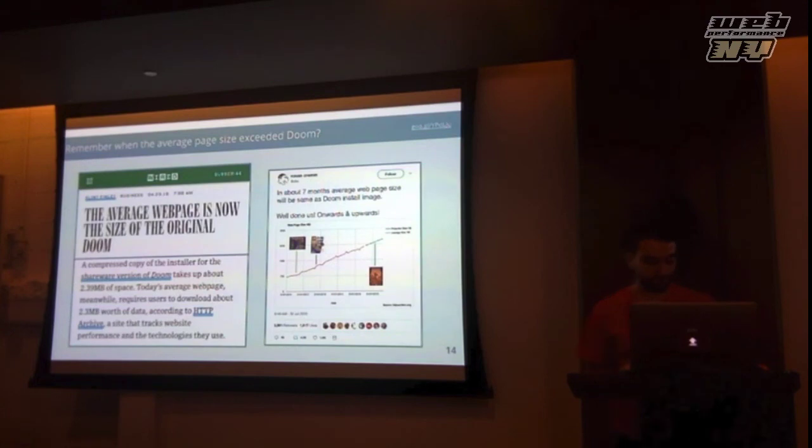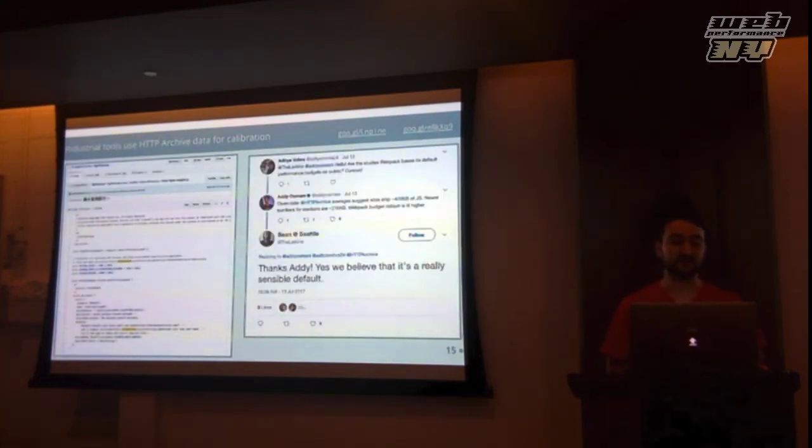Also, the industry uses HTTP Archive data for calibration of their tools. Lighthouse, like I mentioned, in part of its page weight audit, looks at the typical size of a web page. Now it's about 3 megabytes, and sets that as the threshold. If your website exceeds this amount, it has failed the audit. And also, Addy and Sean from Webpack have a default performance budget using HTTP Archive data on the average amount of JavaScript served, and they'll let you know if you've exceeded that budget. So this is really cool stuff.